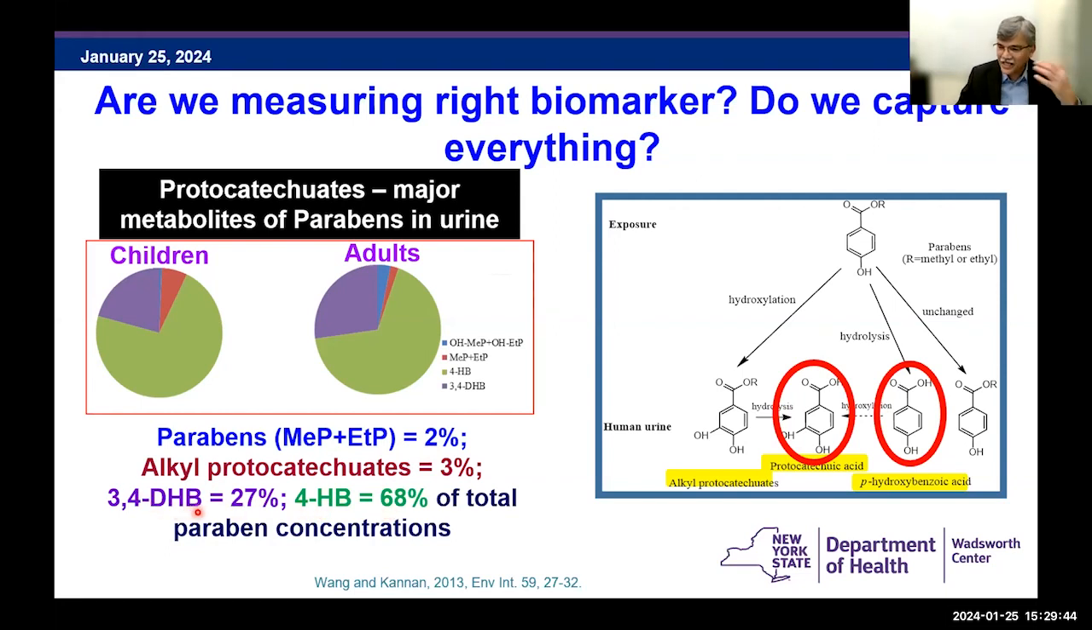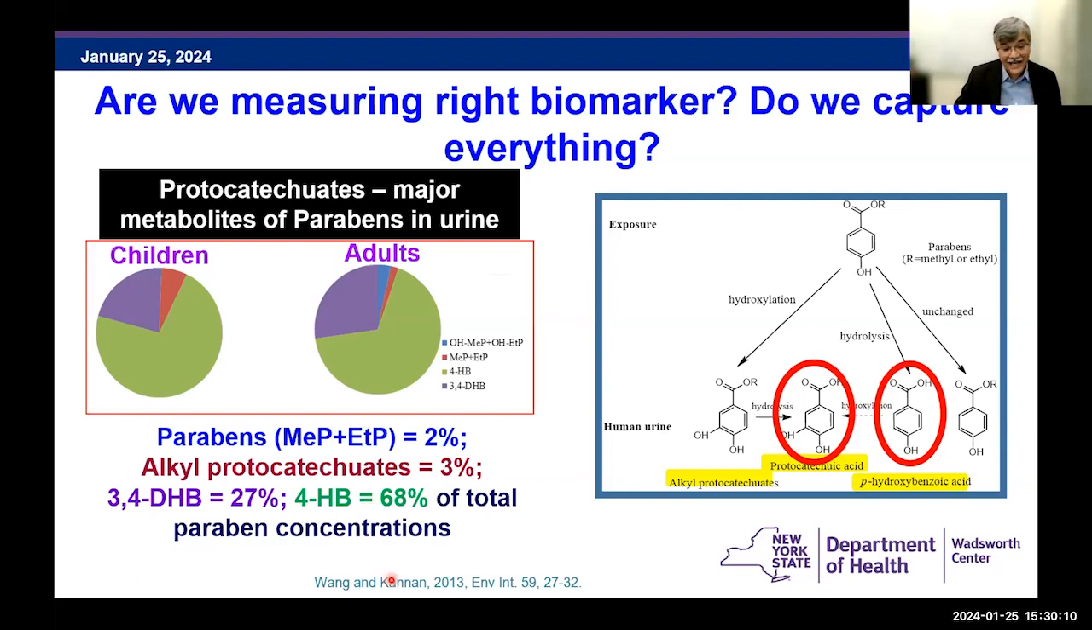Dihydroxybenzoate is a metabolite of parabens, many different parabens. It's not from one single paraben, but all the parabens get converted into 4-hydroxybenzoic acid or dihydroxybenzoic acid. If you are not measuring these metabolites, you are missing 95% of the quantitative exposure to paraben, right? People are not measuring metabolites.